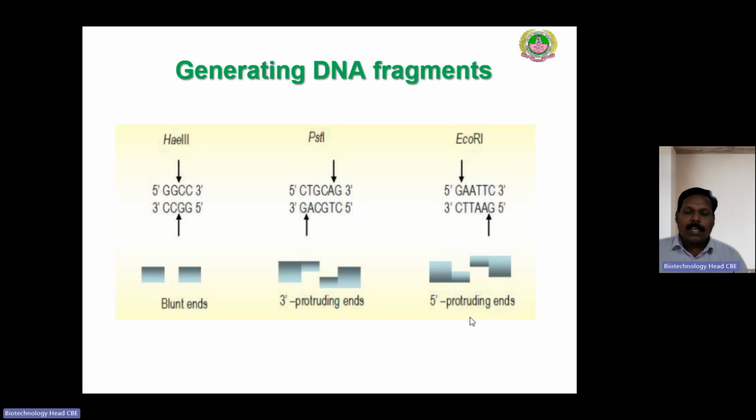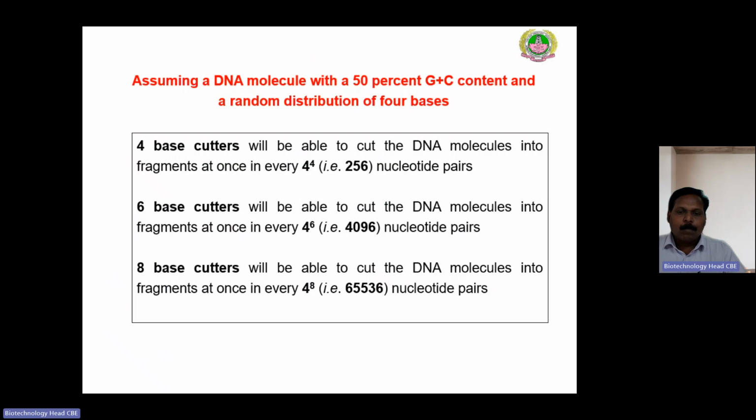5' protruding ends. So when we compare this blunt end and protruding ends, the blunt end is also called non-sticky ends, and protruding ends are sticky ended fragments. And these protruding ends are very much amenable for generating recombinant DNA in the cloning process.